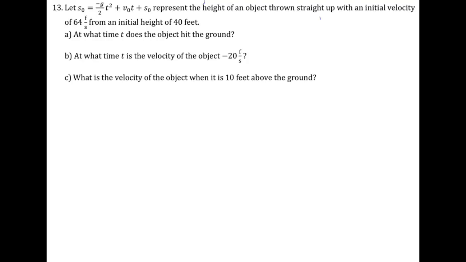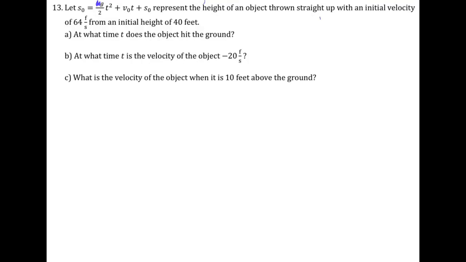Okay, last problem here. Let s naught, the position function, equal, notice I have a little typo here. I wrote negative g, but g is a negative value, so I'm not trying to cancel out that negative. So it's just saying g over 2 times t squared plus v naught t plus s naught. It's the normal position function, even though it looks a little scary.